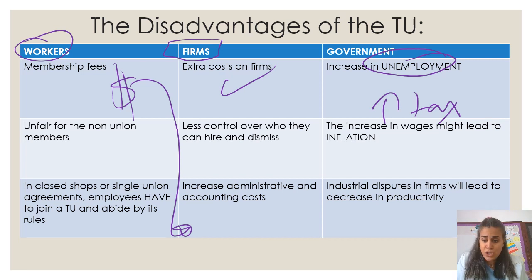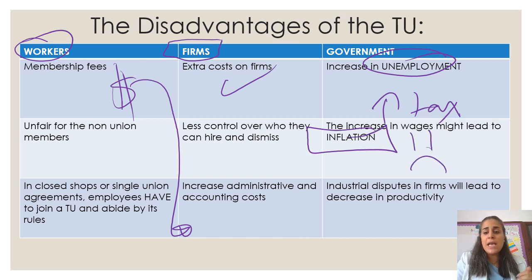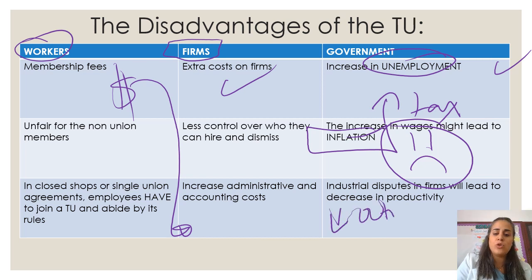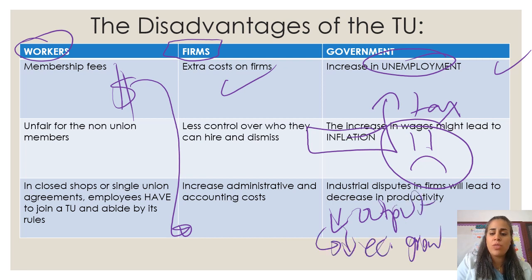The second thing, how is it bad for the economy? Because they increase wages, so the more money is circulating in the economy, this would be leading to inflation. And inflation is one of the macroeconomic objectives that each government in the world tries to fight. They try to fight inflation and they try to fight unemployment, as what we discussed earlier. And finally, because industrial disputes in firms will lead to decrease in productivity, which would lead to decrease in output or decrease in economic growth.